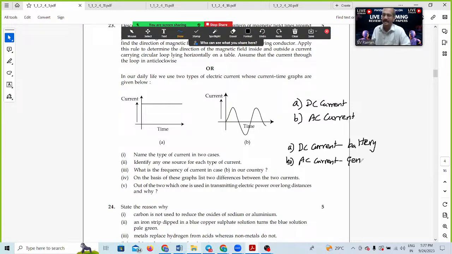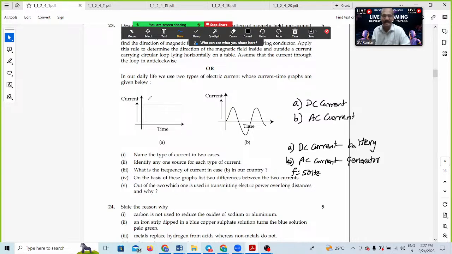This is for generator. If the student tried this answer, he will carry 1 mark again for this question. What is the frequency of the current in each case in our country? The frequency, F, is generally equal to 50 Hz. Whenever we are purchasing washing machines or iron boxes, you can notice that in the entire country, all electrical appliances will be 50 Hz.